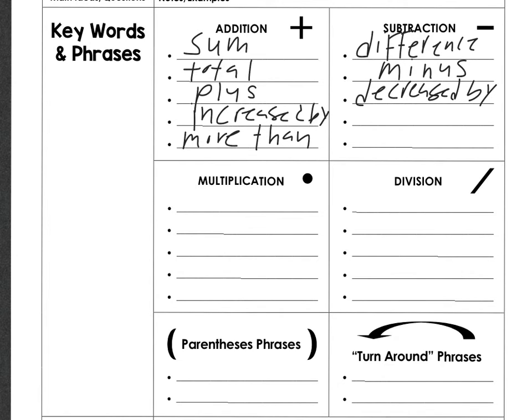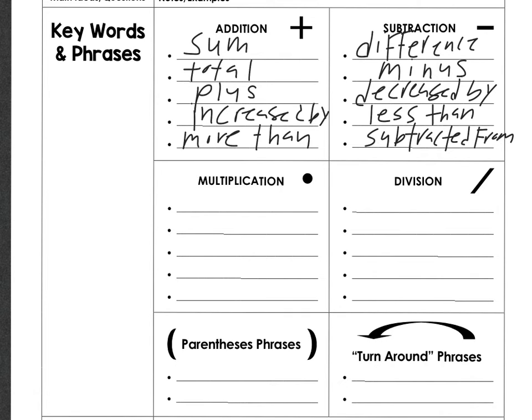Decreased by, right? And then we have less than. Okay, so we have more than, we're adding. If we have less than, we're subtracting. Remember, when we're talking about subtraction, it's important to think about the order, right? The order, which one are we subtracting first. But that's something that with more practice, you'll recognize, right? And then subtracted from. Okay, so those would be our subtraction words.